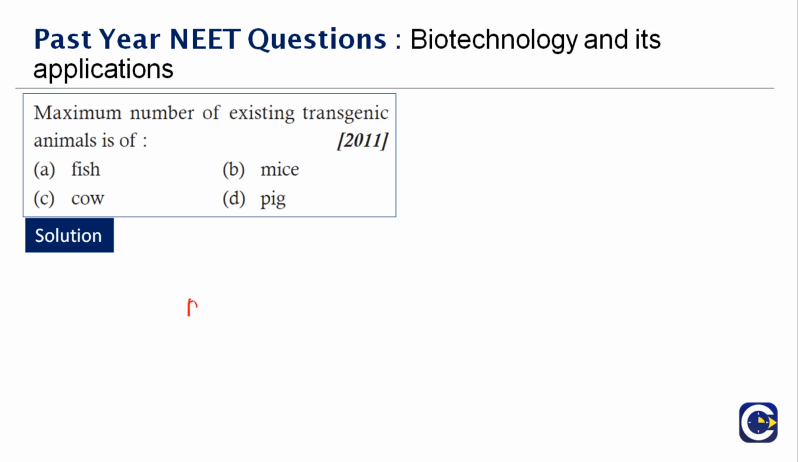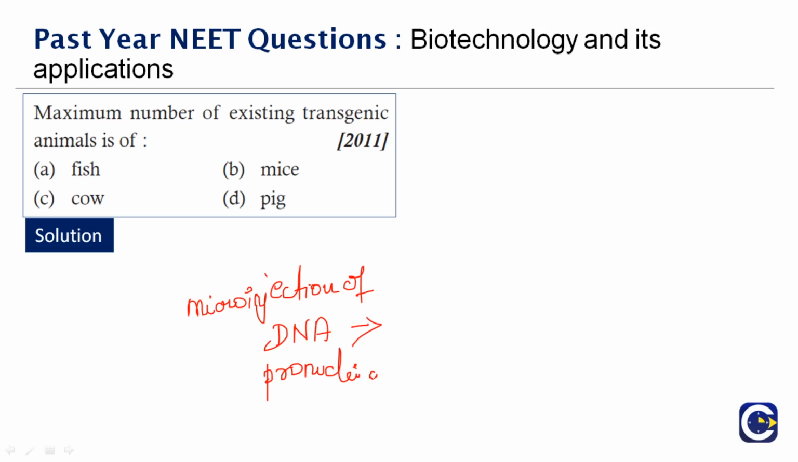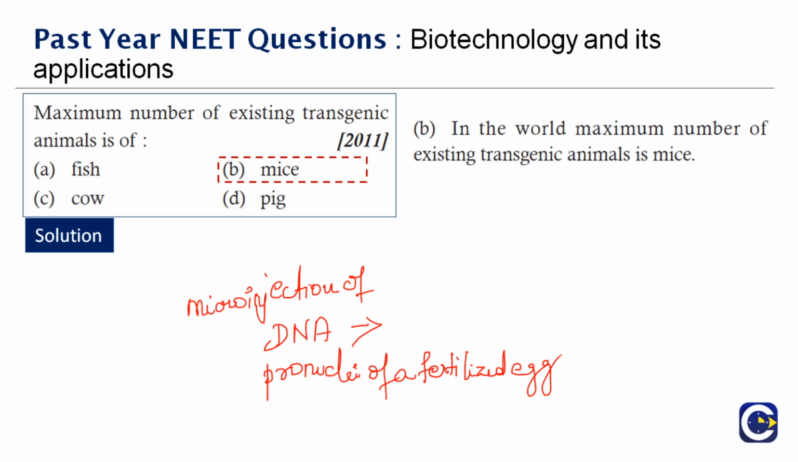How are they created? By microinjection of DNA. It will be introduced into the pronuclei of a fertilized egg, and this will subsequently be implanted into the oviduct of the pseudo pregnant surrogate mother. So the maximum number of existing transgenic animals belong to mice. Option B is the right answer.